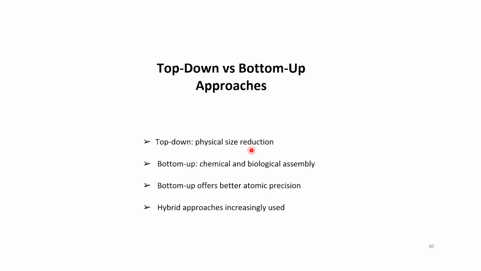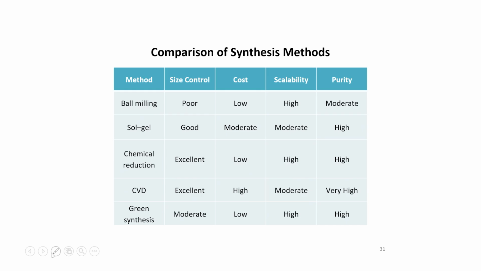Top down approach basically requires physical size reduction. Bottom up is the chemical and biological assembly. Bottom up offers better atomic precision. So, if you want better atomic precision, you start from the bottom, and hybrid approaches are also increasingly used. You use both the approaches to create your nanoparticles. So, that is the short comparison of synthesis methods.